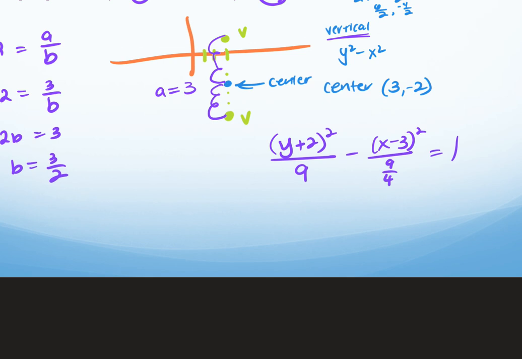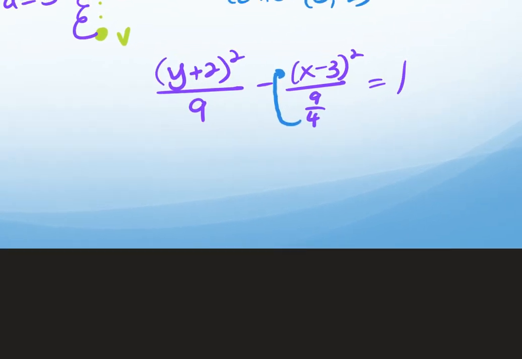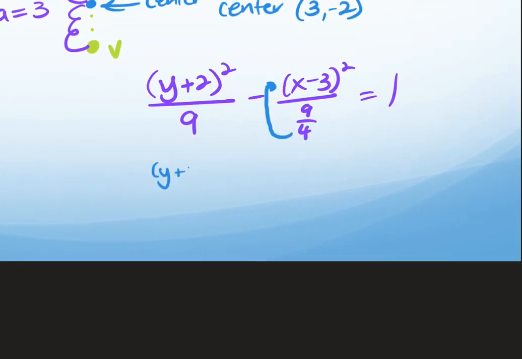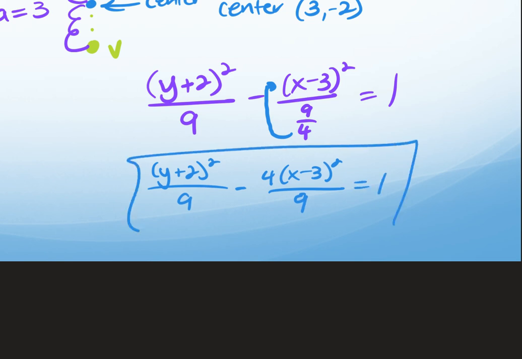If you were to see this on a standardized test or a multiple choice question, they will keep, change, flip this and bring this to the top. So they would rewrite it as (y plus 2) squared over 9 minus (4x minus 3) squared over 9 equals 1. This would be a multiple choice answer, which is not happening on your test. You're getting it open-ended. That will work.